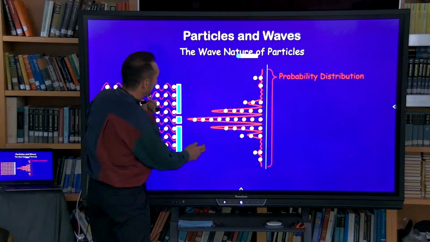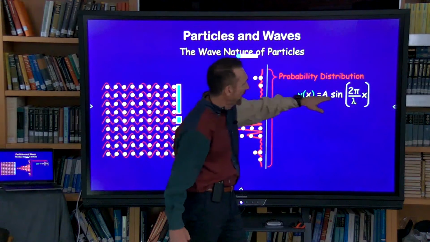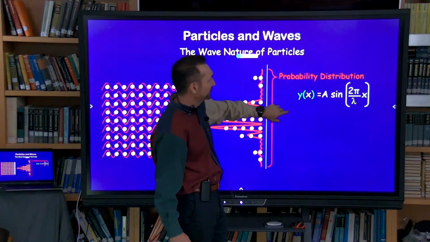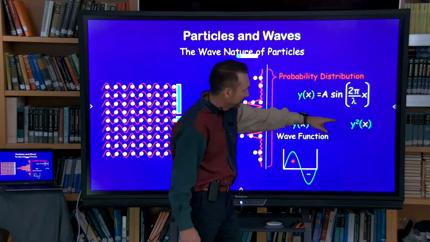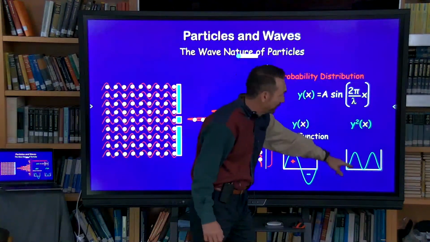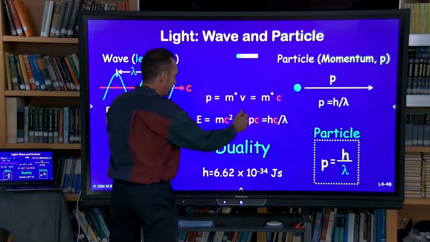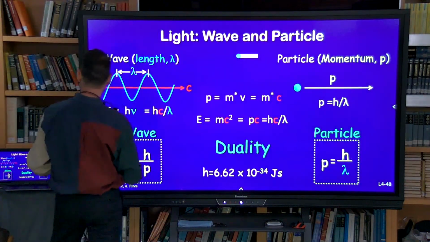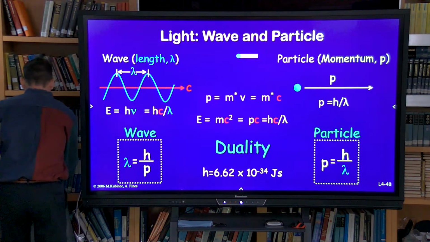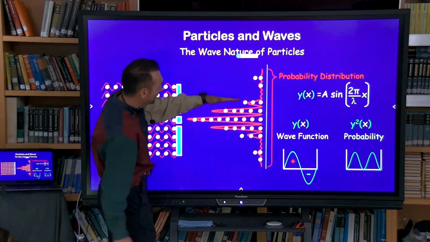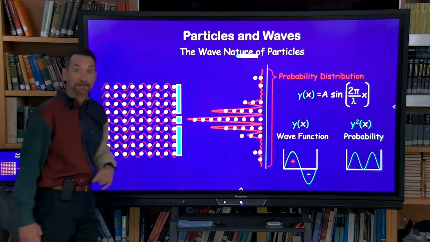So we have a probability distribution, and here's our wave equation that we had before. We're now associating the wave function, which is just a sine function, and we're associating the square of that with the probability. Okay? So these are probabilities. I have to go back one, sorry, confusing myself. This is a probability distribution. I could take the square of the amplitudes of this wave function to get probabilities.